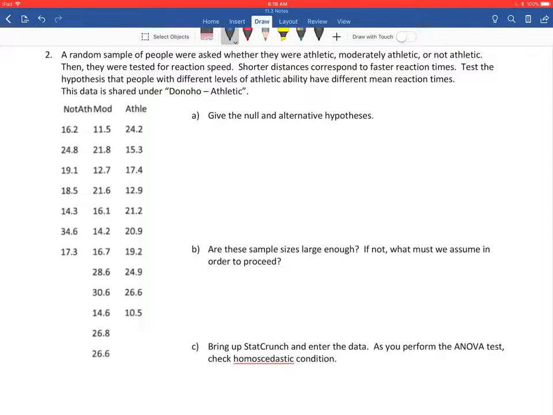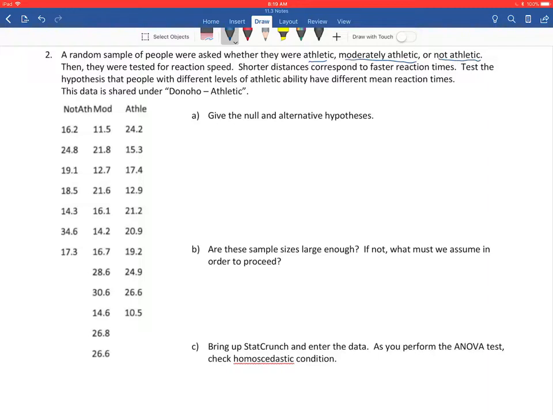Okay, let's do another ANOVA test example. This time we have a random sample of people asked whether they were athletic, moderately athletic, or not athletic. Again, we've got 3 different categories here, and that's why we end up in the ANOVA test situation. Once they defined which of those categories they were in, they were tested for reaction speed. Shorter distances correspond to faster reaction times. We want to test the hypothesis that people with different levels of athletic ability have different mean reaction times.